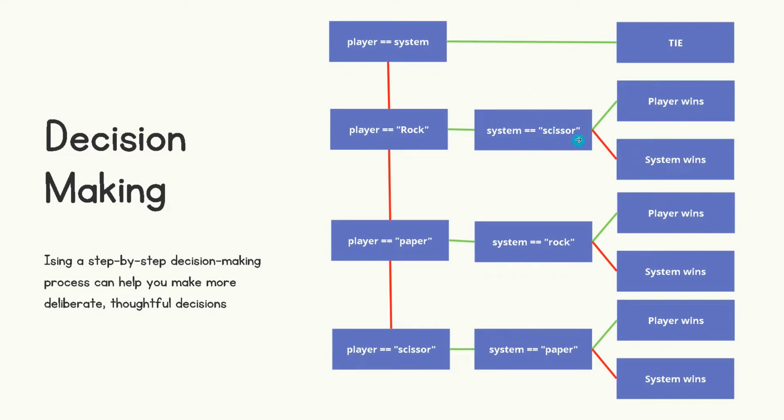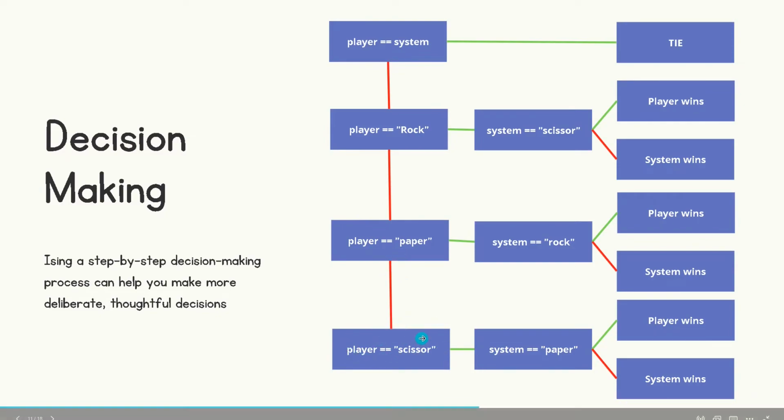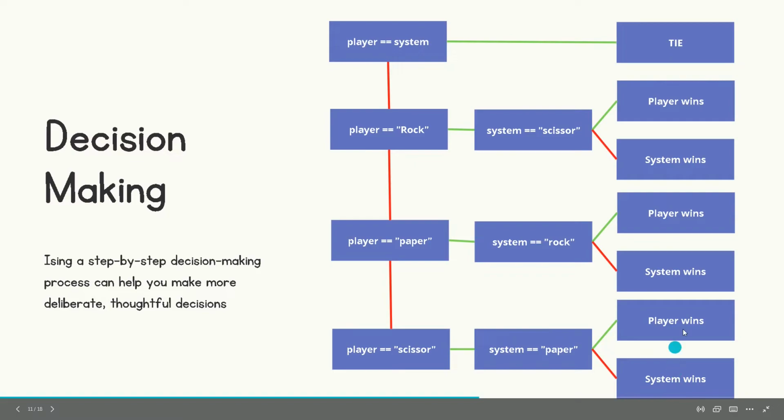If it is not scissor, it means that the system's value is paper. If it's paper, then the system will win. If this is false, it will go here. We'll check, okay, is the player's value paper? If so, then we'll check the system's value. If it's rock, the player wins. If it's not rock, it will be scissor, so the system wins. If this is false, it will go here again. It will check the player's value, is it scissor? Then it will check the system's value. If it's paper, the player wins, otherwise it will be rock, so the system will win.